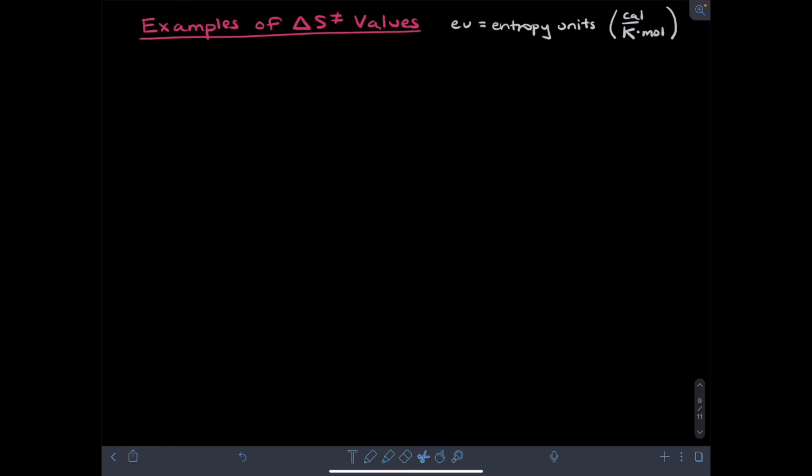I'll show you some examples of entropies of activation to give you a sense for what these values will look like. As a first reaction, let's consider a loss of a leaving group from an alkyl halide. I have a carbon-chlorine bond breaking to form a carbocation and a chloride anion.